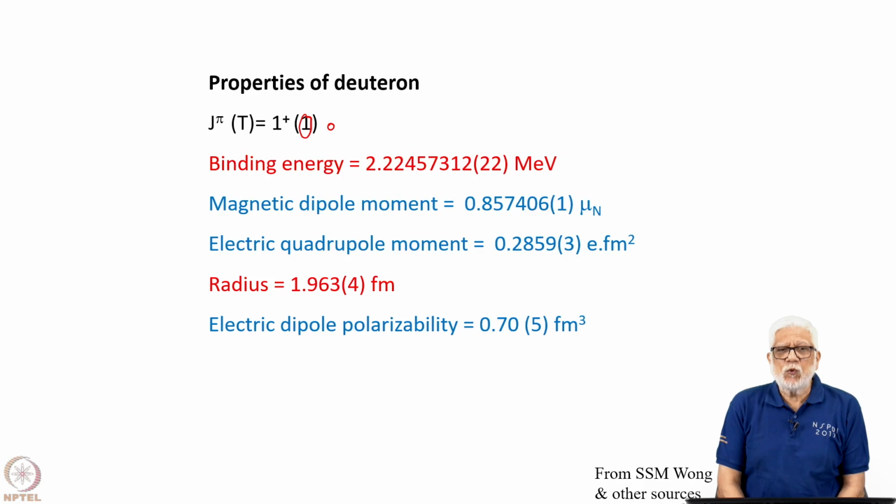The electric quadrupole moment is not 0. In fact, it is finite. Although it is small, it is still finite. It's about 0.286 e Fermi squared. The radius is of the order of about 2 Fermi. The electric dipole polarizability has also been measured. It's about 0.70 in some units with an error of about 7% Fermi cubed.